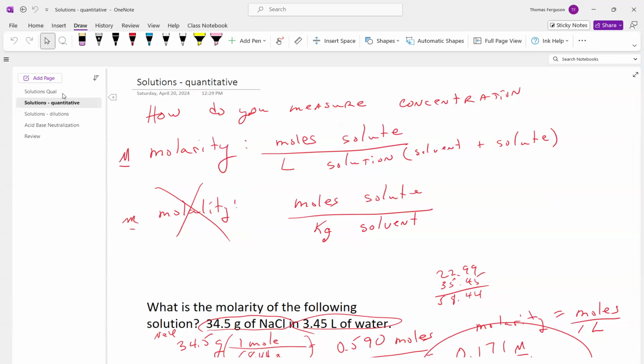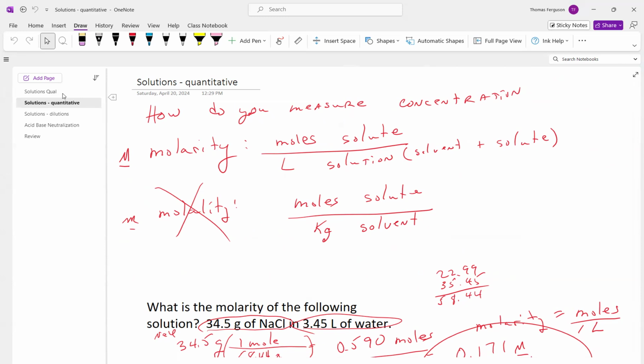There's another term that's used in solution. It's called molality. There's molarity, and then there's molality. Molality is much more specific. It's moles of solute per kilogram of solvent. And sometimes they're the same, and usually they're not.